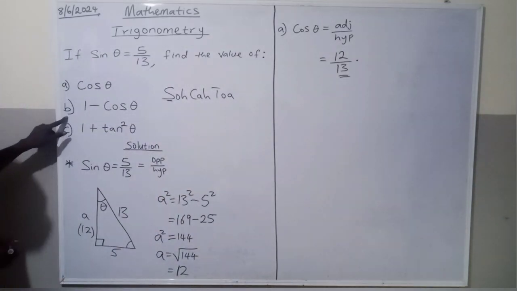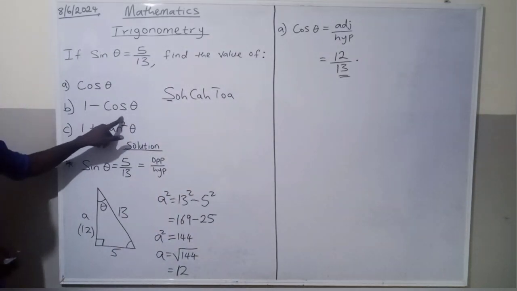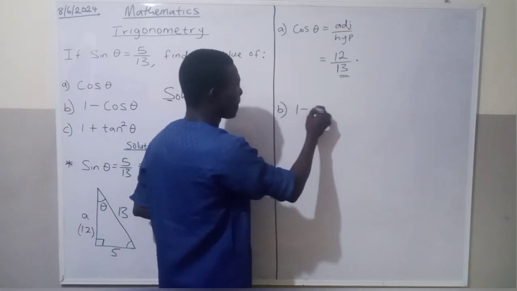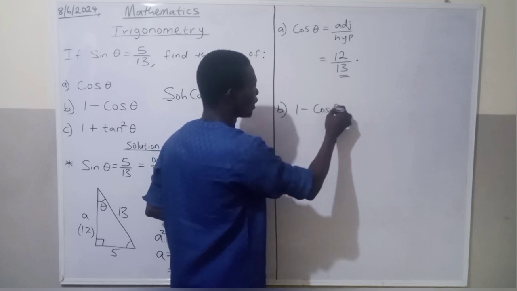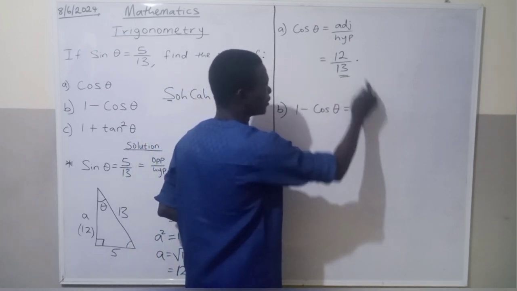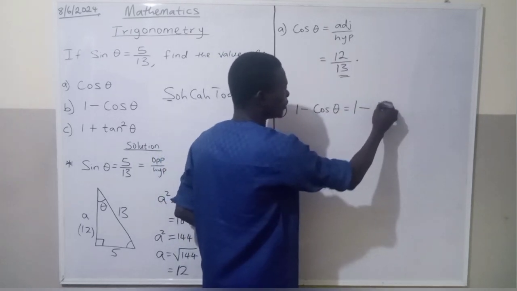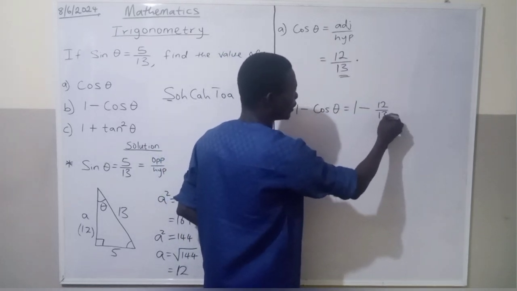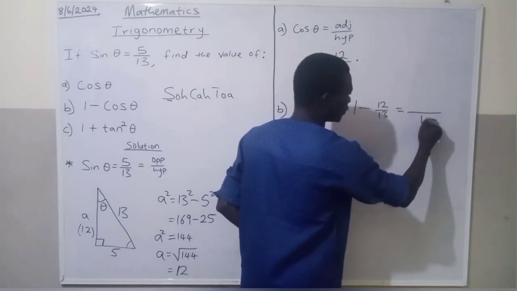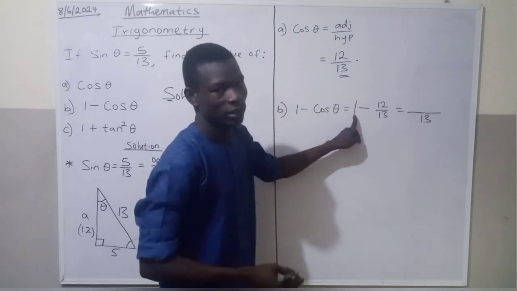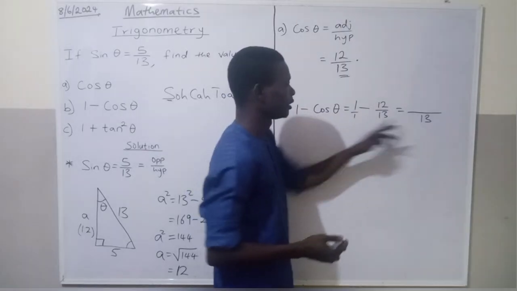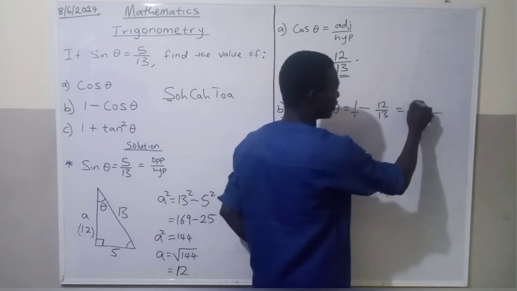Now going to B, this says we should look for 1 minus cos theta. So 1 minus cos theta is going to be 1 minus the cos theta that has been gotten already, that is 12 over 13. If it is 12 over 13, we are going to look for the LCM, because 1 is a whole number, so we assume it has a denominator of also what? 1. 13 divided by 1 is 13. 13 times 1 is 13.